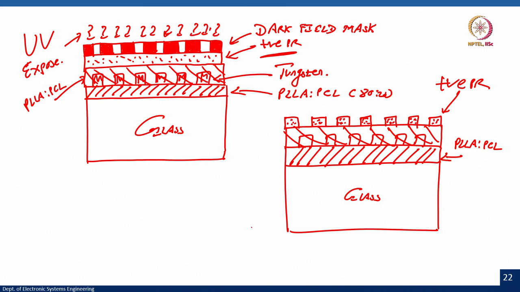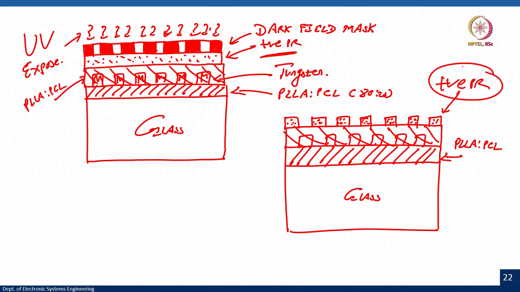After exposure, when you develop the photoresist, the same pattern that is on the mask will appear on the wafer. You can see very clearly that the area which was not exposed got stronger, the area which is exposed got weaker, right. After this we will go for a post bake at 120 degree centigrade, 1 minute on hot plate. All right, this is easy, everyone, good. But after this, what is the step? The next step is that we have to etch the PLLA PCL from these regions, okay.